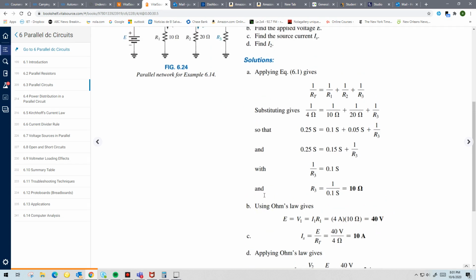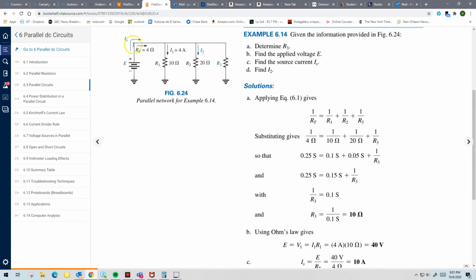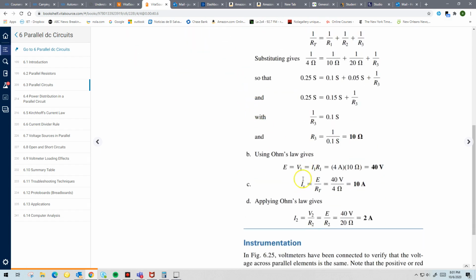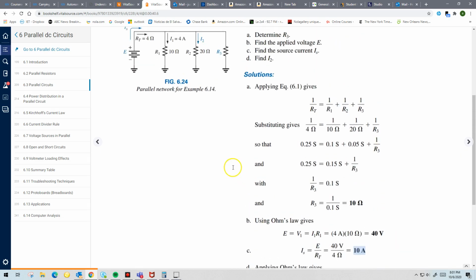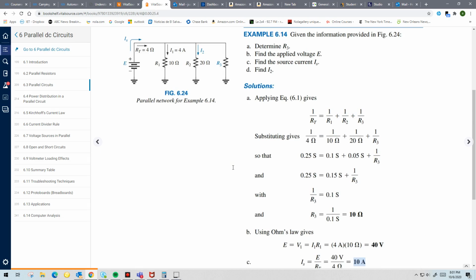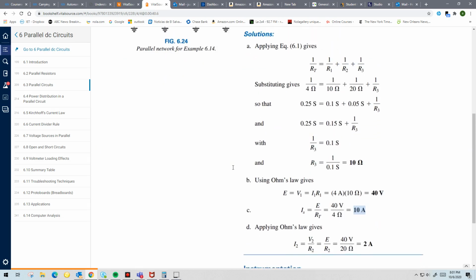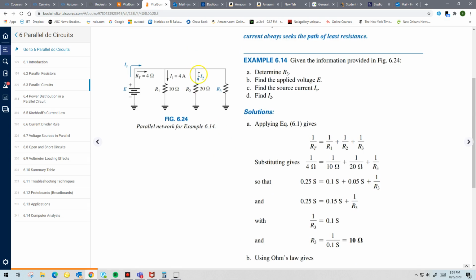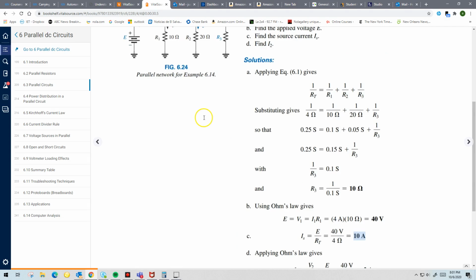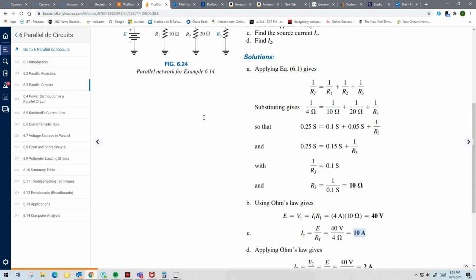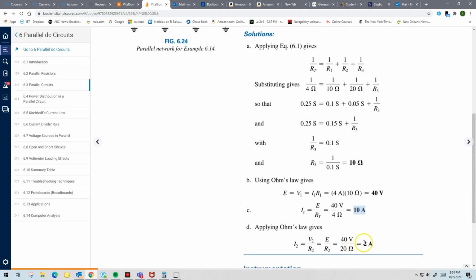And the source current is then, since you know that this voltage is the same as the source voltage, all the voltages are the same across each of the elements, that gives you the total current as 40 volts divided by 4 ohms, or 10 amps. And then from that, what else? I2. But I2 is also the same voltage, right? Which is, we said, 40 volts divided by 20 ohms, and it's 2 amps.